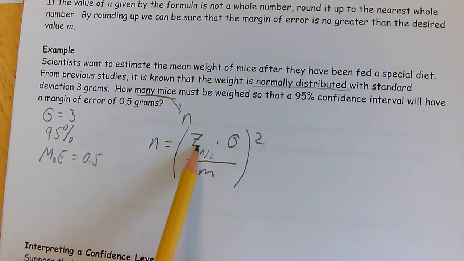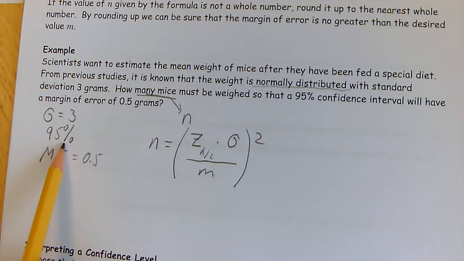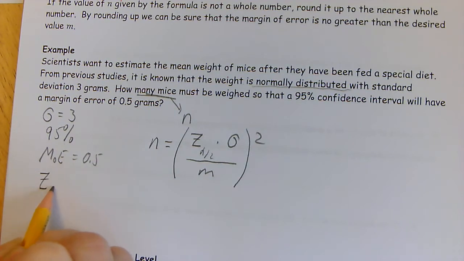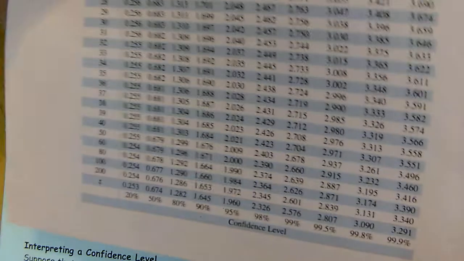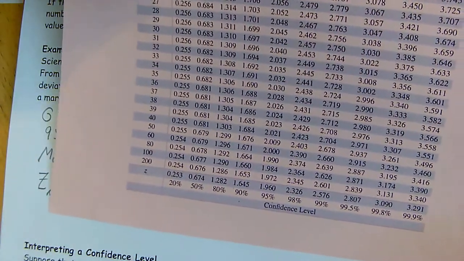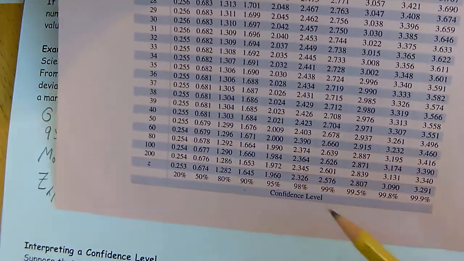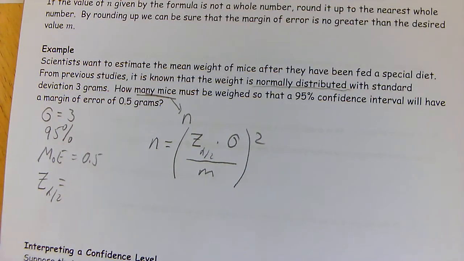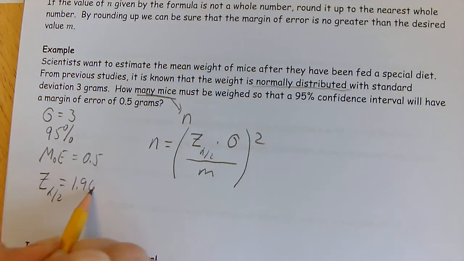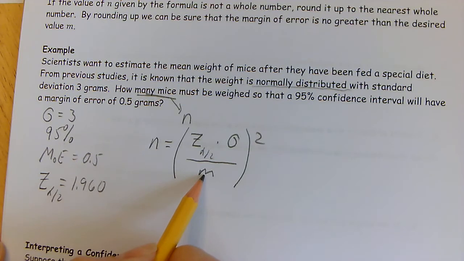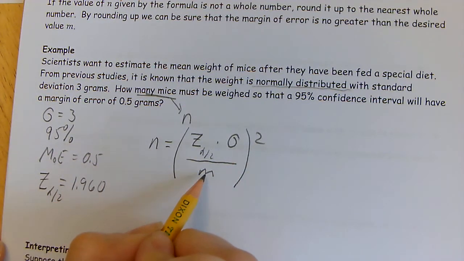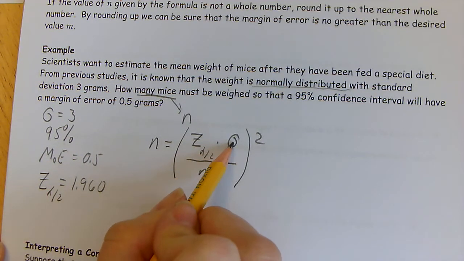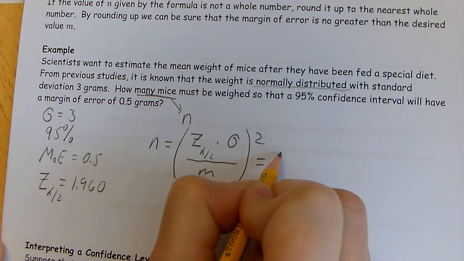So I need a critical z value for 95% confidence. This comes from my table, my pink cheat strip on the bottom of A3, 1.960. The margin of error, M, is 0.5. Same idea, different notation, it's both margin of error. I've got my critical z, and I know my population standard deviation.